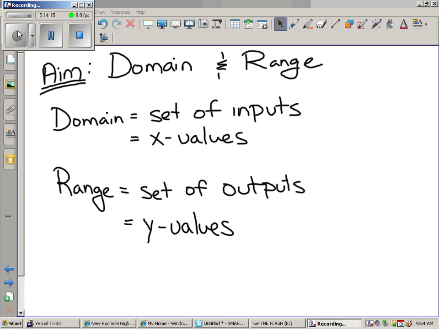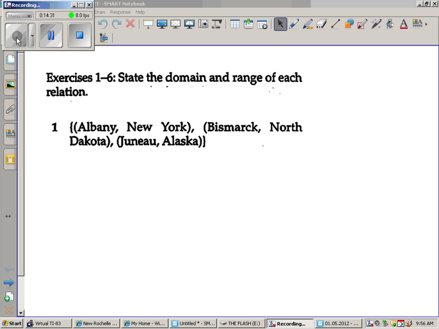There's also the range. The range, when I say it, I mean the y values. And a really fancy way we could also say it is the outputs. So outputs, y values, range, all the same. You got it? We're gonna start it today. We're gonna continue on tomorrow. So they're gonna give you some coordinates, some inputs, and we're gonna ask you what are the domain and what are the range.